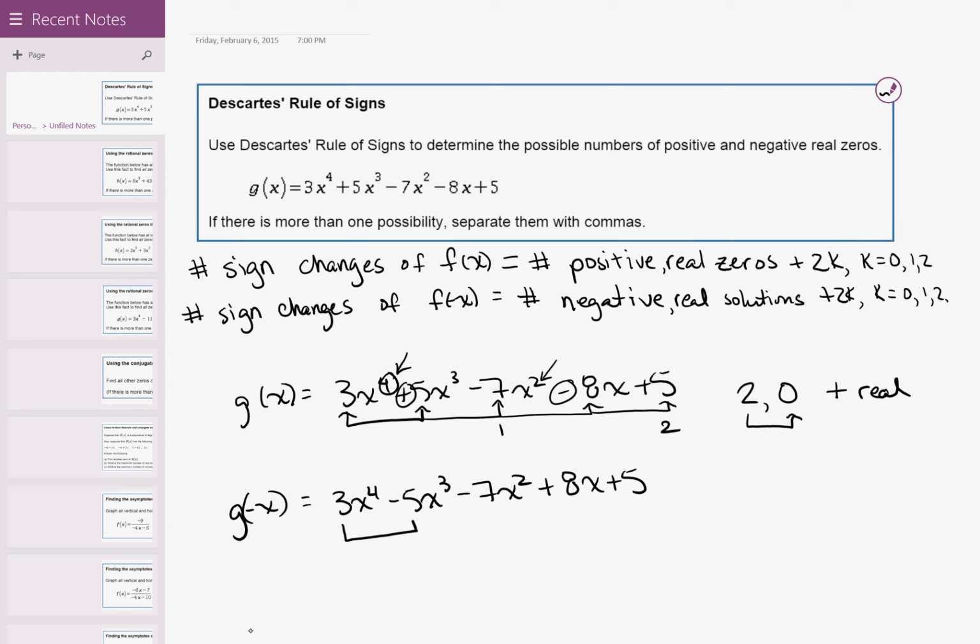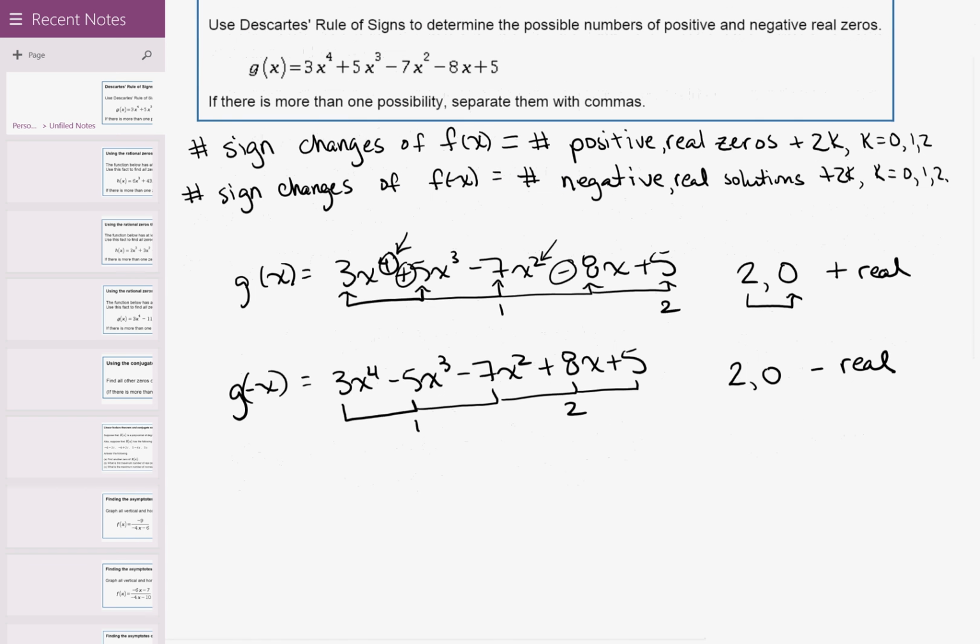Okay. So from 3 to negative 5 is a sign change. To negative 7 is not. To positive 8 is our next sign change, but to positive 5 is not. Which means that there are either 2 or 0 negative real solutions. Now, it's important to note that that does not mean rational solutions. It just means real solutions.